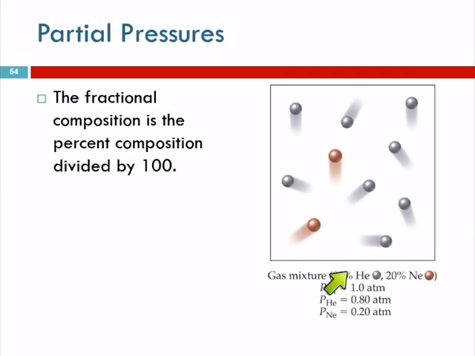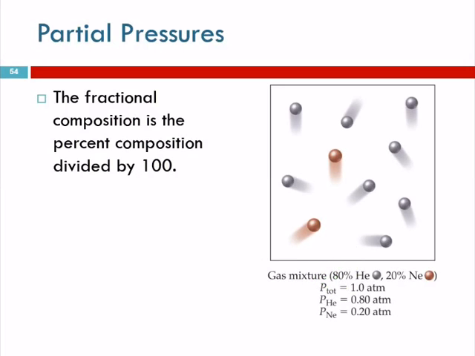Here we have a gas mixture, 80% helium, 20% neon. The total pressure in this box is 1 atmosphere. And so we can figure out what the partial pressures of each of these are. If it's 80% helium, then 80% of the total is the pressure that helium has. So you can do it just thinking about it if you're comfortable with percentages, or we can look at it this way. The fractional composition is the percent composition divided by 100.